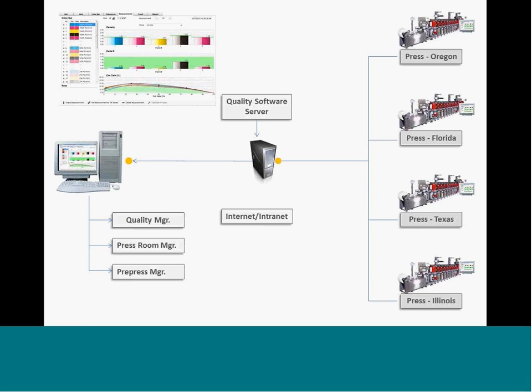There you go. The deal is you have that customer information and you've already sent this to the various print locations in Florida, Oregon, Texas, and Illinois. In real time, as they're taking measurements, every measurement is automatically uploaded to a quality software server and relayed back to the quality manager, press room manager, maybe the print specifier, so they can in real time look at how a press is performing. Imagine being a quality manager sitting in your office and you see something substantially go out of tolerance and getting on the phone down in the press room going, whoa, stop. So it gives you the ability to actually monitor in real time.